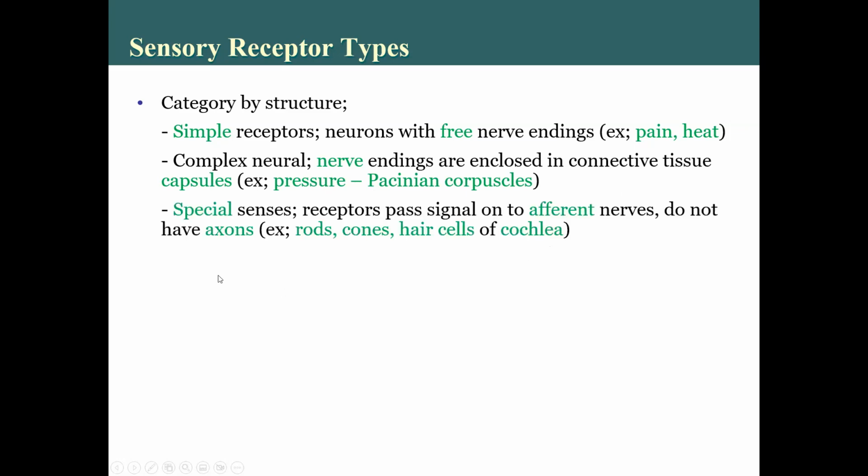The special senses are very unusual because although they vary in the type of structure, the type of cell that's used, the special senses are special for a couple of reasons, and I'll explain it when we get to that. That'll be in our next lecture coming up in just a moment. So the idea here is the receptors pass the signal to afferent nerve and do not have axons. So that's for most of these.